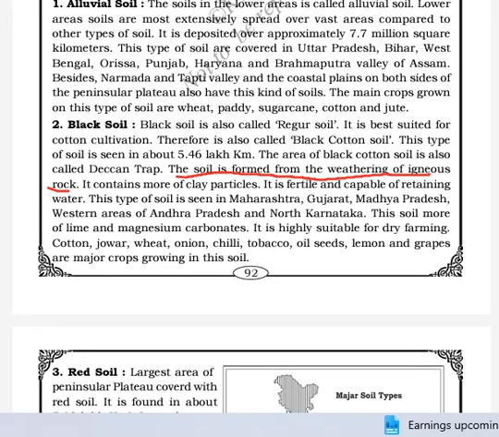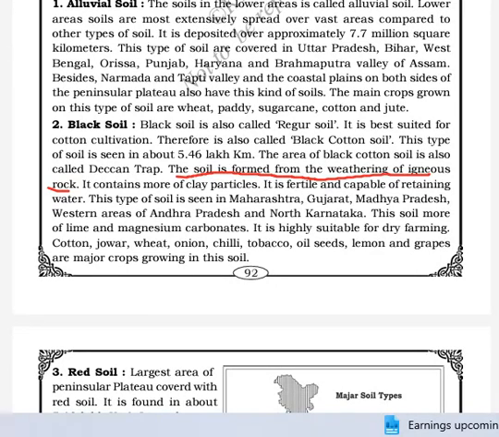It contains more clay particles. So in black soil, the percentage of clay particles will be more. It is fertile and capable of retaining water. So this black soil is fertile, means it is good for growing the crops, and it can retain the water also.